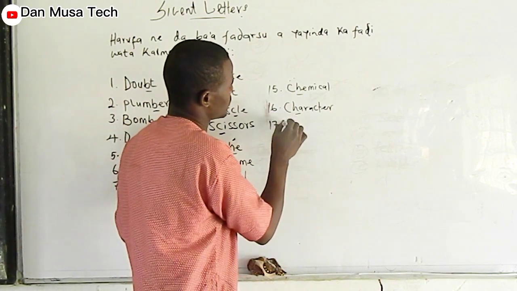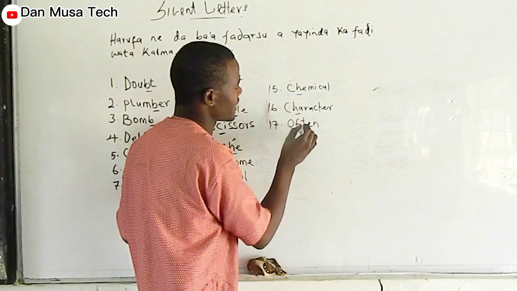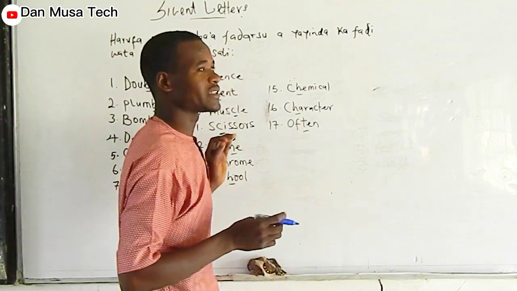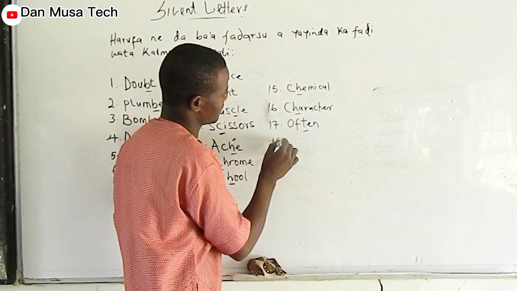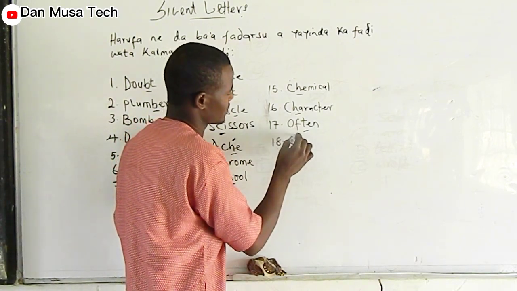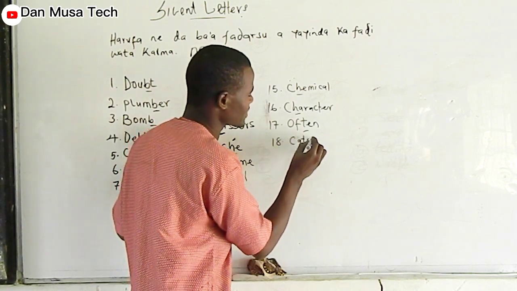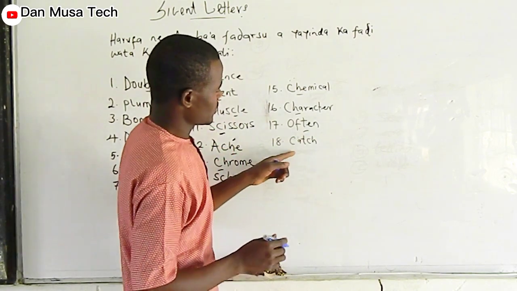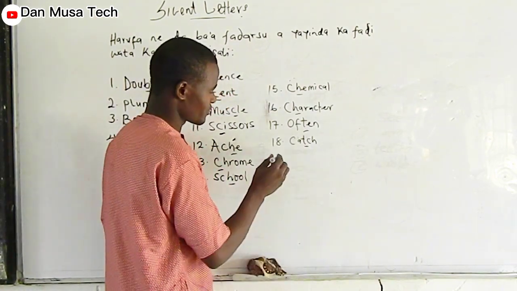Often, the T there is silent, though sometimes they say it. Often. Once upon a time. Then we have catch. Catch, the T is silent, it's catch and scratch. So the T is silent. And we have match.